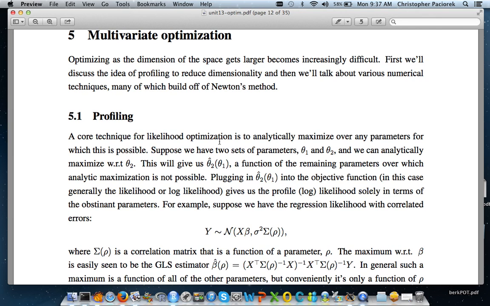So in some cases, we can analytically maximize over some of the dimensions of the problem as a way to reduce the dimension, and then do the numerical optimization in a lower dimensional space. In a likelihood context, this is called profiling and finding the profile likelihood. So I want to do a quick example of this. This is not going to be a hard derivation, just to illustrate the concept here.